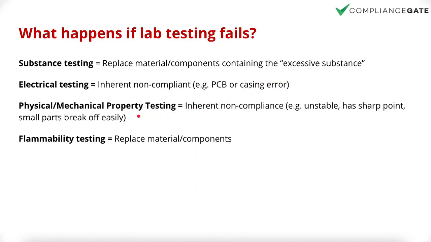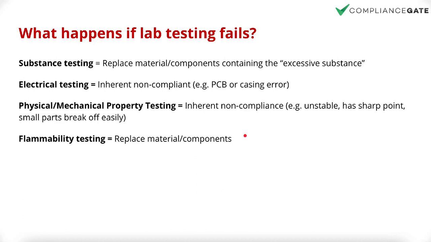The other scenario is physical or mechanical property testing. Likewise, let's say it's a toy and it turns out that small parts break off. You can't really fix that in most cases. It means that the product is inherently non-compliant by design. There's nothing you can do at this stage. Flammability testing: then we also come back to materials. If there's something that you can easily replace, then it could be an option. But let's say it's a textile product, then you basically have to discard the entire product. So if you face this situation, it's quite rare that you can really do something about it, unfortunately.